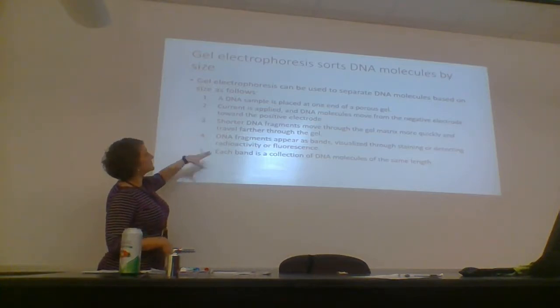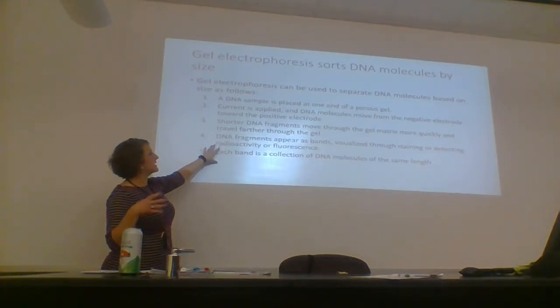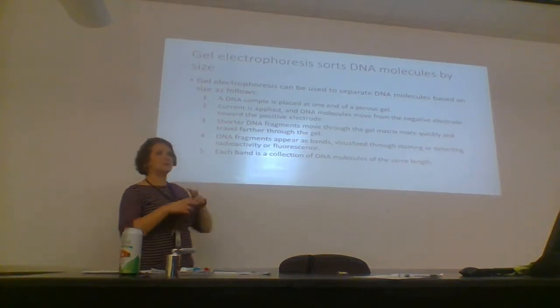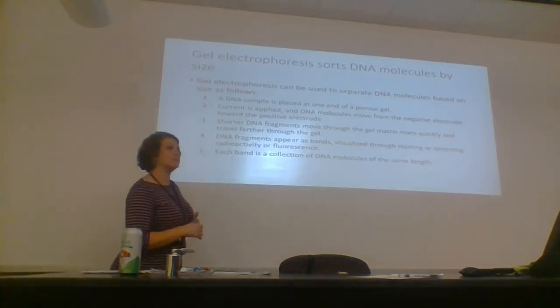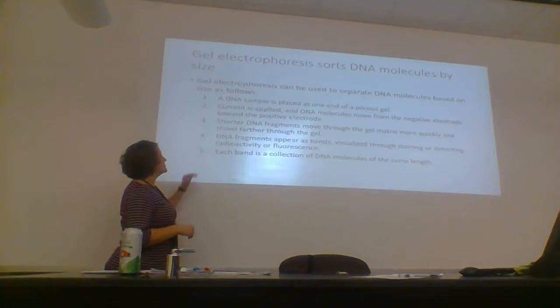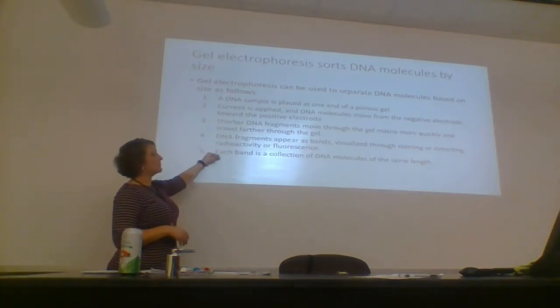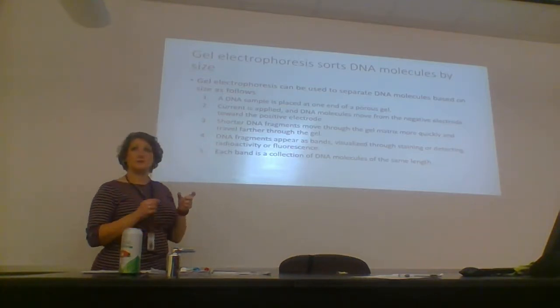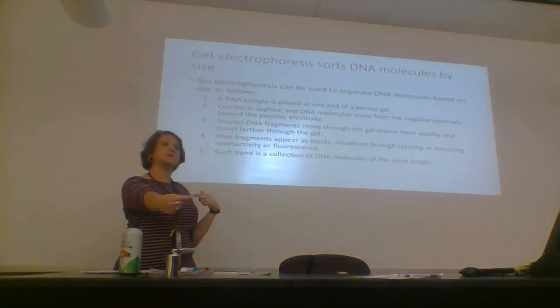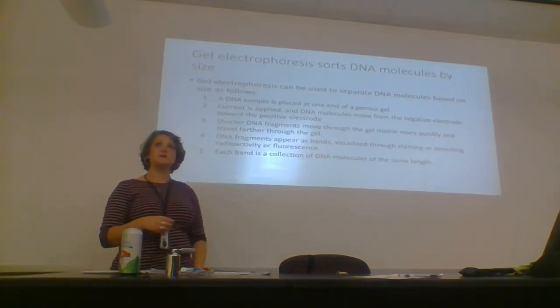DNA fragments appear as what are called bands. We can visualize them through staining or detecting with radioactivity or fluorescence. So we can light it up and make it glow. That's the fluorescence part. Each band is a collection of DNA molecules that are the same length. Again, if they're traveling the same distance, the idea is that they're the same size.